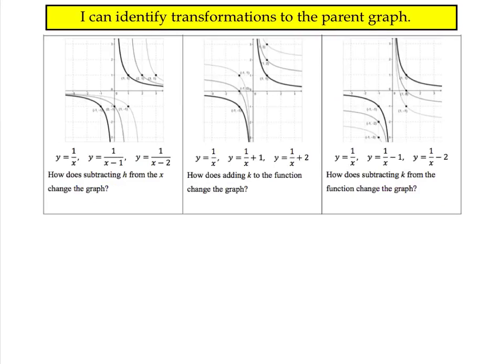All right, look over these transformations and see if you can come up with a generalization. So hopefully you notice that when I subtract in the denominator, it's going to cause a horizontal shift to the right. And when I add onto the end of the parent graph, so 1 over x, and then add something, that's going to cause a vertical shift up. And subtracting is going to cause that vertical shift down.